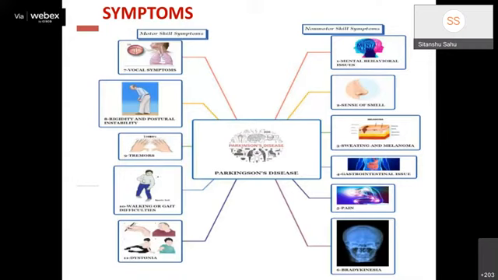So once someone goes into this stage, Parkinson disease is confirmed, and you have to live forever with this particular dysfunction.